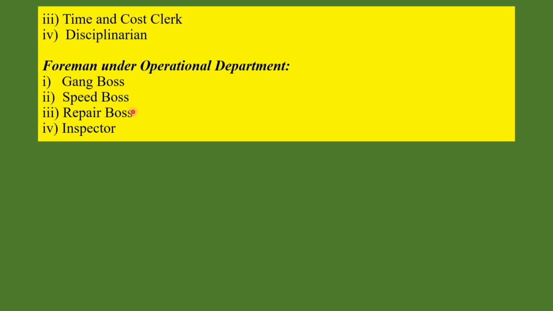Next one is your repair boss. This boss ensures that machines and tools are kept in good working condition. And the inspector. Inspector was on the duty to check the quality control of the output. So he used to inspect whether the quality of the output is good or not. So this was the duty of the 4 bosses which were under the operational department.